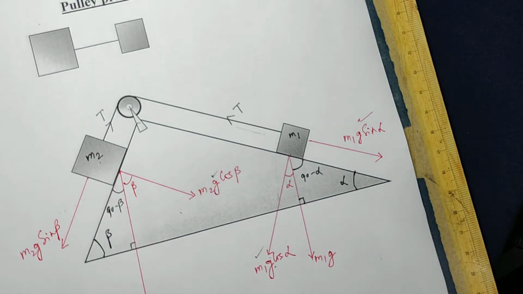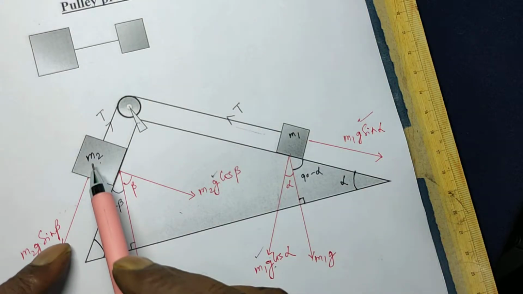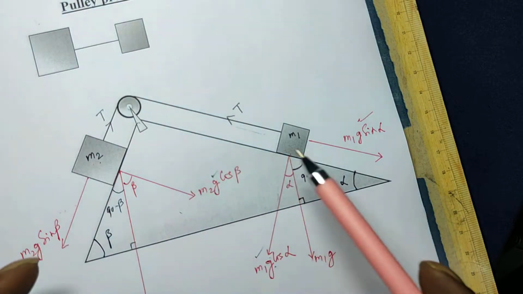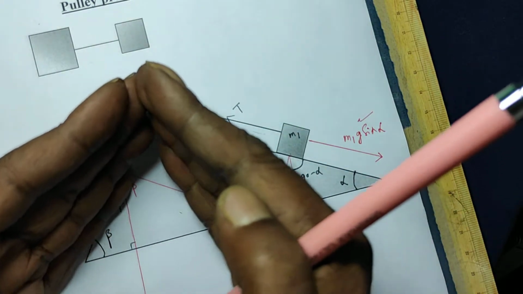Now, if you want to write the expression for acceleration, you can write straight away. How can you do that? Supposing these two masses which I have shown here, you consider them as horizontal like this.